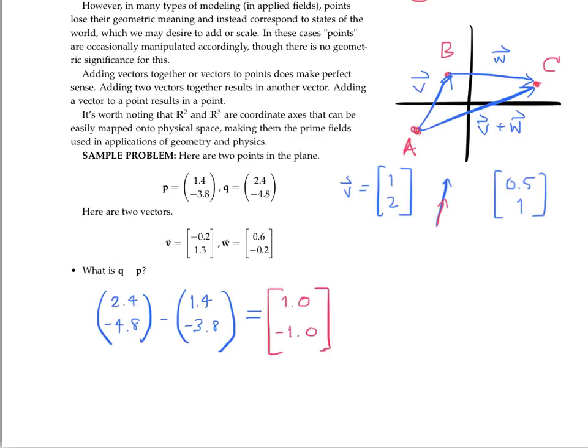So this tells us exactly the increment of change needed to add to P to get to Q. We have 2.4 minus 1.4 is 1, and negative 4.8 minus negative 3.8 is negative 1. Moving right along. The next question is, what is P plus the vector V? Well, if we take a point, we add a vector onto it, we get another point. We do this component by component. So we have 1.4 minus 0.2 and negative 3.8 plus 1.3.